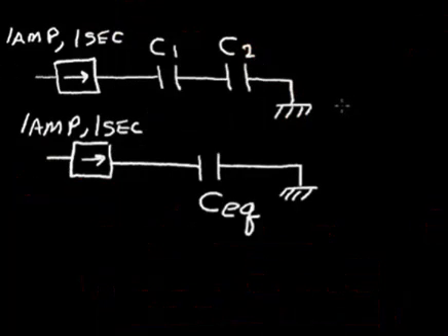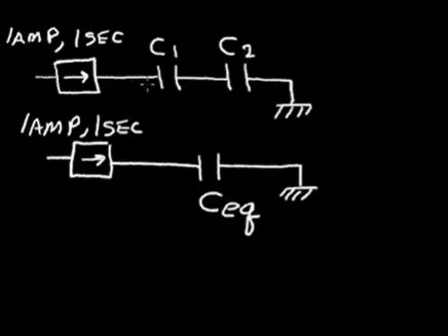Now let's do the same thing for series capacitors. On the top I have C1 and C2 connected in series. I'm going to inject a current of 1 amp into the left side for 1 second. And below I have an equivalent capacitor that replaces C1 and C2 with one capacitor called CEQ. And again, I'm going to inject 1 amp for 1 second into CEQ.